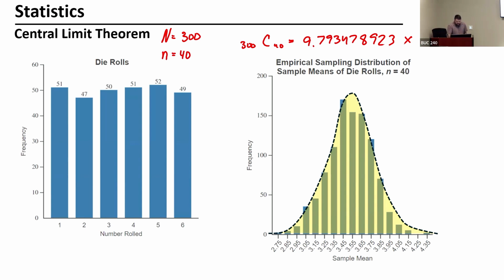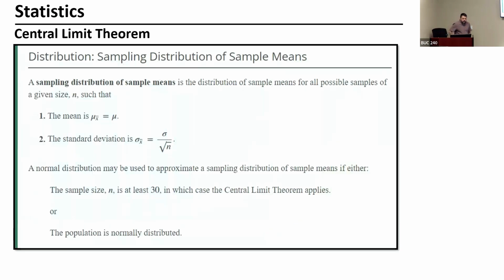So, having said that, what does that mean? Well, let's go back over this real quick, just so you remember. Remember this, mu is the same thing as the mean of the X bar, or the sample mean. The standard deviation of the sample of X bar is the formula there. A normal distribution may be used to approximate a sampling distribution of sample means if either of these are true. One, the sample size is at least 30, or they tell you, hey, the population is normally distributed.